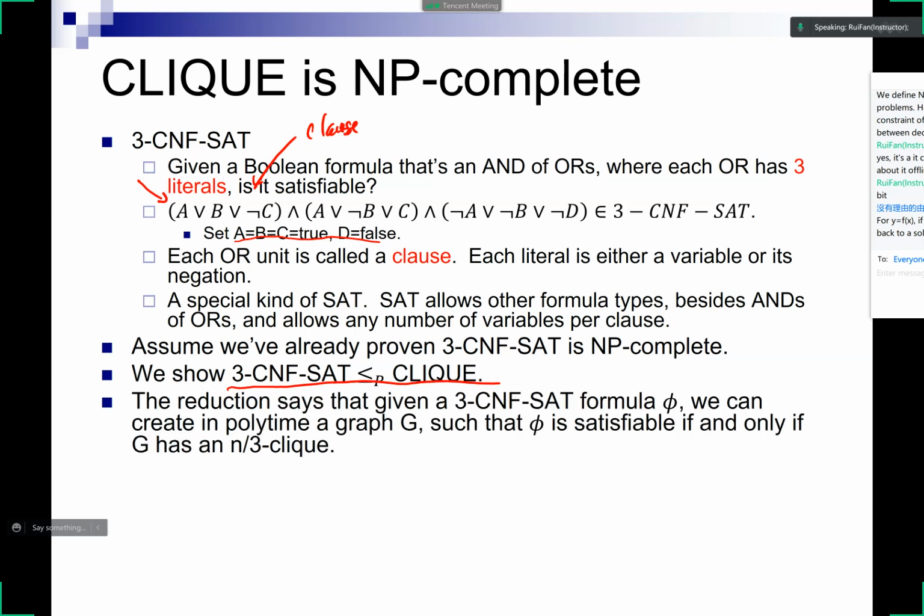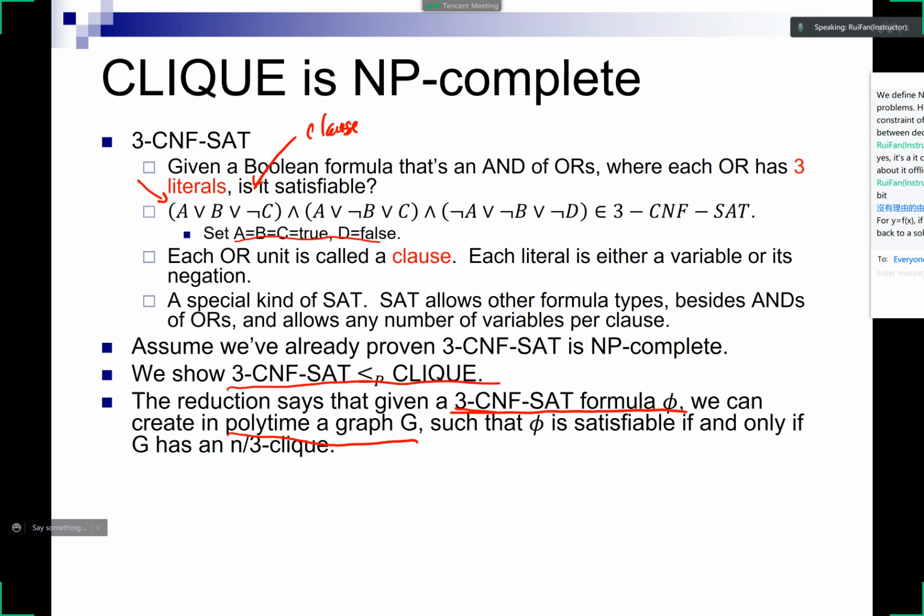Just to remind you, if we have this reduction, what this would mean is that if you start with a formula phi, then in polynomial time, you can create a graph G such that the formula is satisfiable if and only if the graph has an n/3 clique, where n is the number of nodes in the graph.